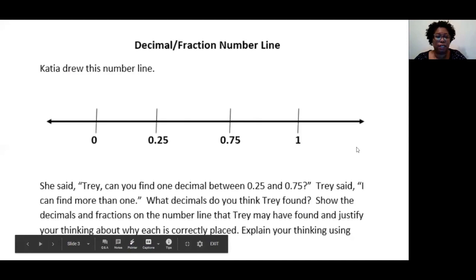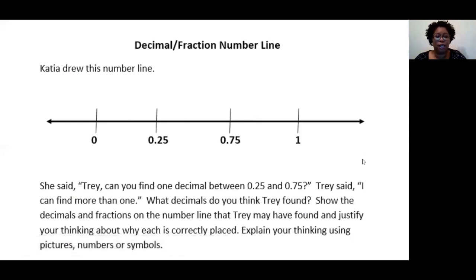Here's our task for today. Katia drew this number line. She said, Trey, can you find one decimal between 25 hundredths and 75 hundredths? Trey said, I can find more than one. What decimals do you think Trey found?